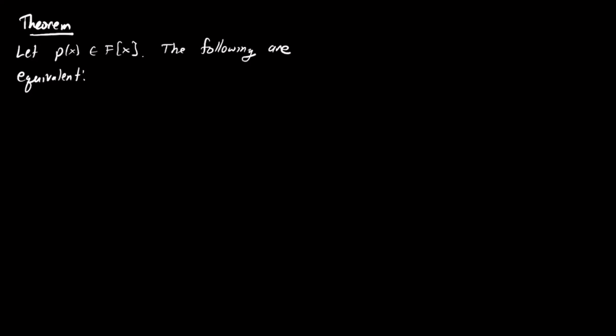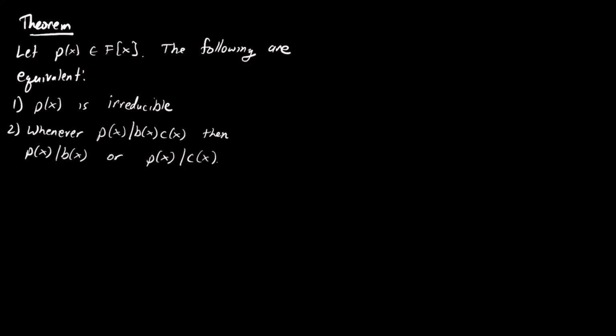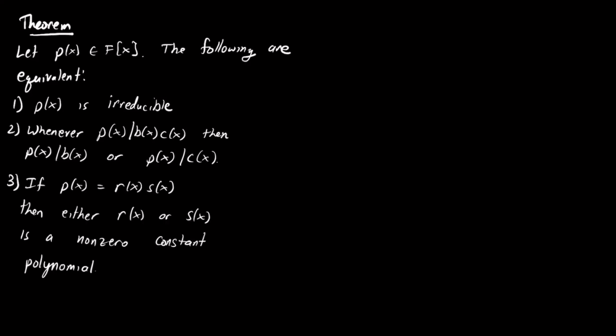Okay, so let's consider a polynomial p of x in F bracket x. Then the following are equivalent. 1, p of x is irreducible. 2, whenever p of x divides b of x times c of x, then p divides b or p divides c. And 3, if p of x is equal to r times s, then either r is a non-zero constant polynomial or s is a non-zero constant polynomial.